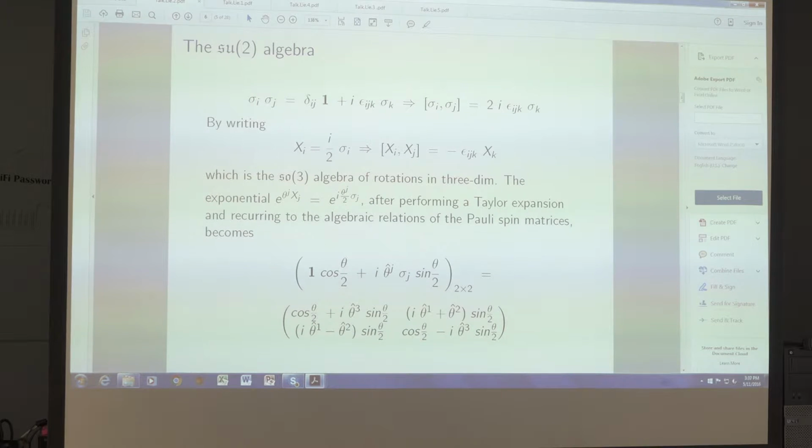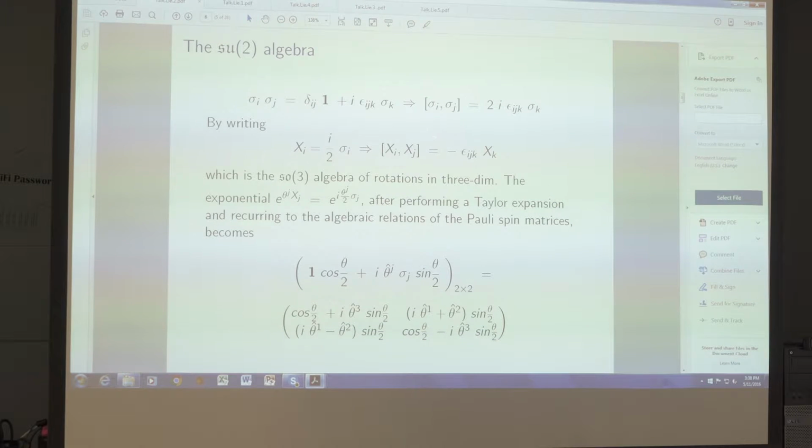Now, let's look at the algebra per se, and the SU(2) algebra. Here, when you have those Pauli spin matrices, the composition of two Pauli spin matrices gives you the identity element, the unit matrix, your epsilon tensor, and your JK. So the commutator of the Pauli spin matrices is given by this formula over here.